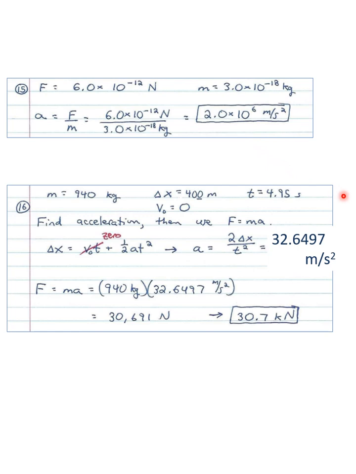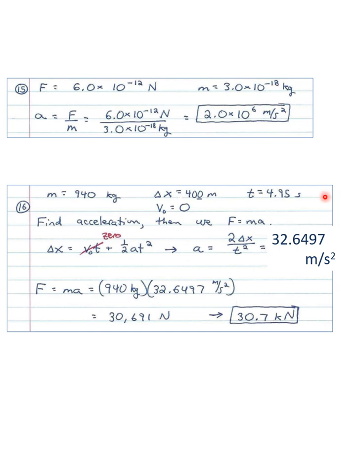Number 16, starting from rest, constant acceleration, a 940 kilogram racing car covers 400 meters in 4.95 seconds. Find the force on the car. Well, before we find the force, we need to find the acceleration. We use kinematics for that.